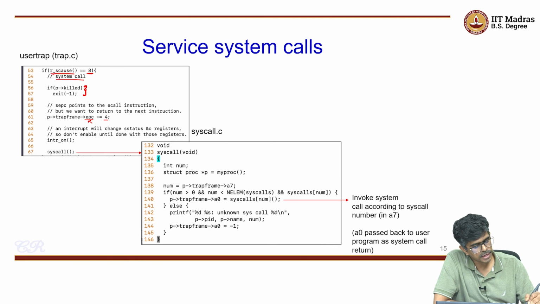Now, syscall, as we have seen this function before, would look into the A7 register, which is stored in the trap frame, and identify the cause of this particular system call, that is the system call number, and then invoke the appropriate function to handle the system call.